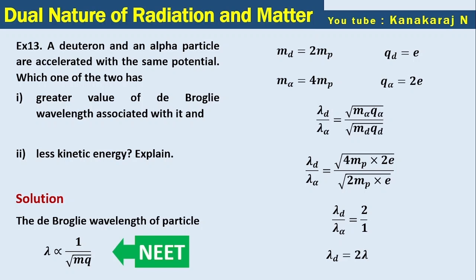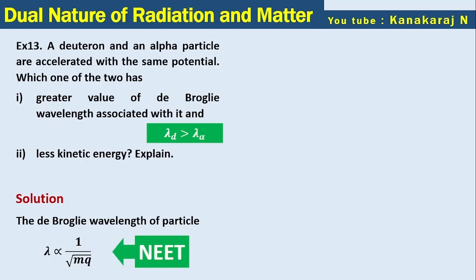Lambda d equals 2 times lambda alpha. Therefore, the wavelength of deuteron is greater than the wavelength of alpha particle. So, lambda d is greater than lambda alpha. The wavelength of deuteron is greater than the wavelength of alpha particle.